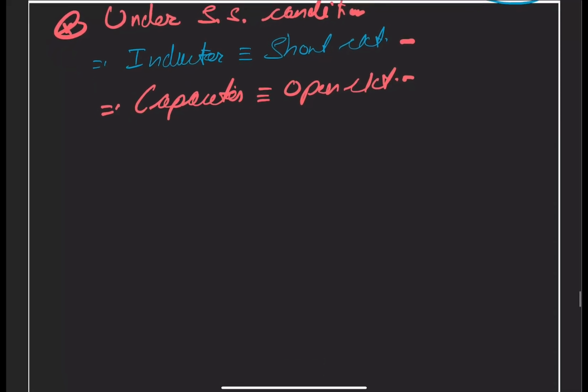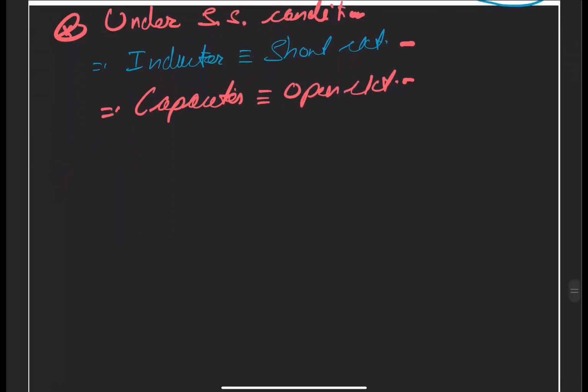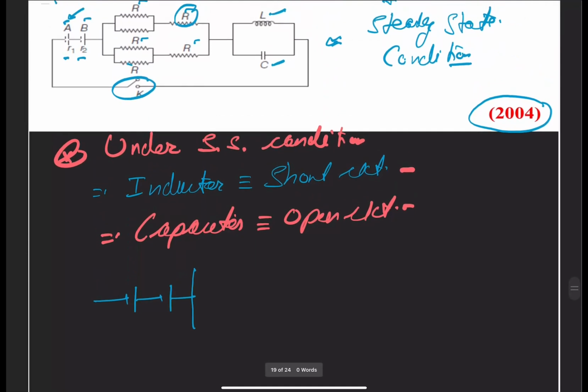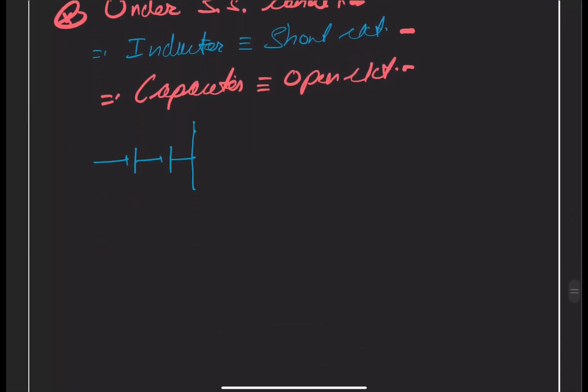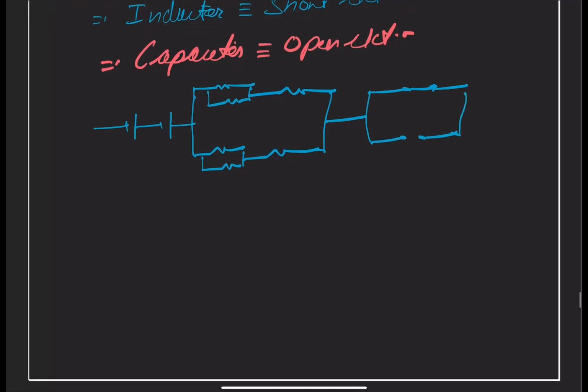So now we can draw the approximate figure of this. We have two cells A and B, and we have a resistance network, and this resistance network consists of two parallel resistances, and they are connected with resistances which are in series. And here now the inductor will be a short circuit and the capacitor will be an open circuit. So this is our basic circuit.